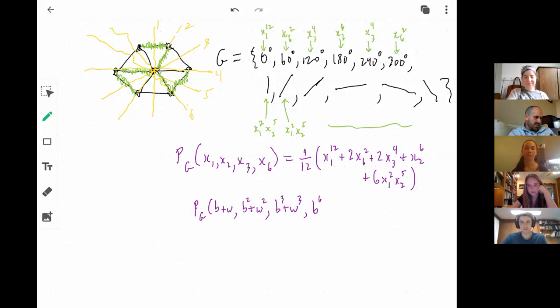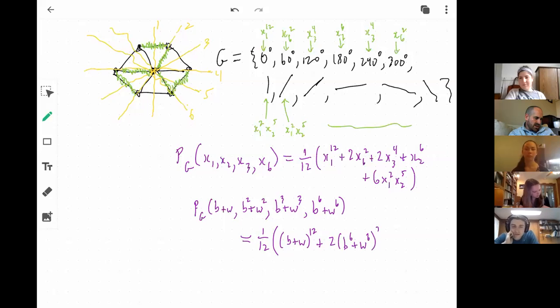So it would be b to the 6th plus w to the 6th. And you would plug this thing in here, so this would be a 12th. It would be b plus w to the power 12, plus 2 times b to the 6th plus w to the 6th squared, plus 2 times b cubed plus w cubed to the 4th, plus b squared plus w squared.